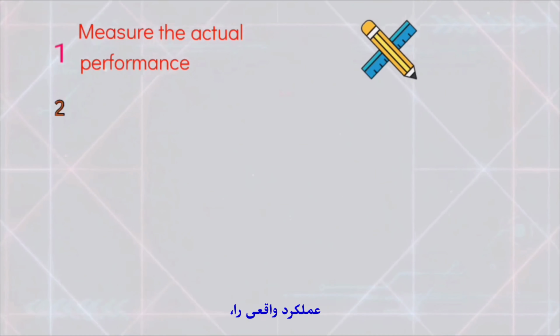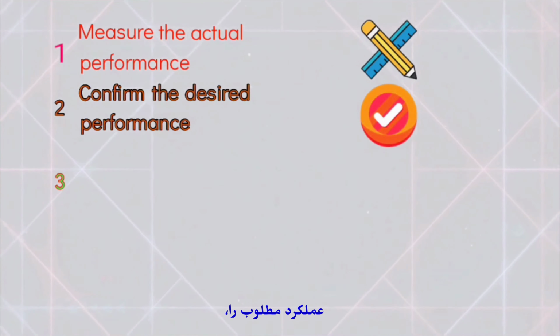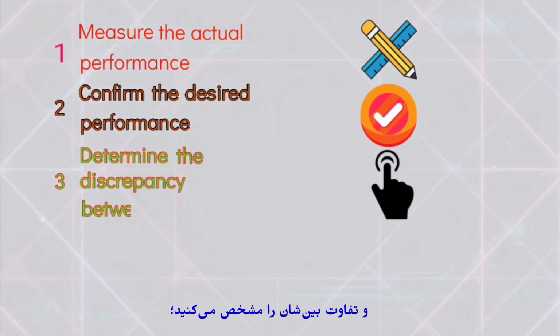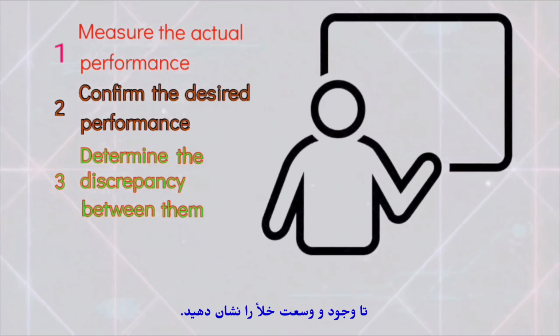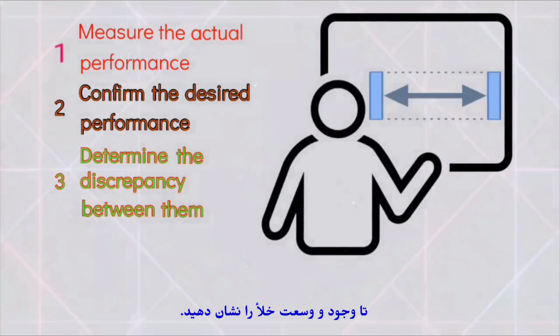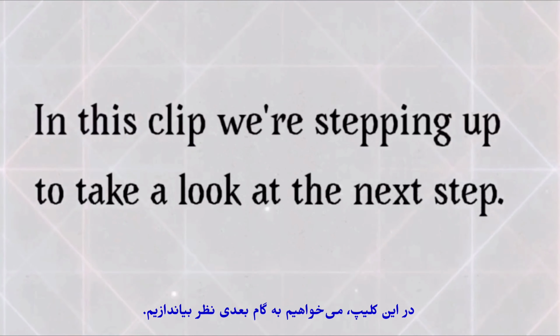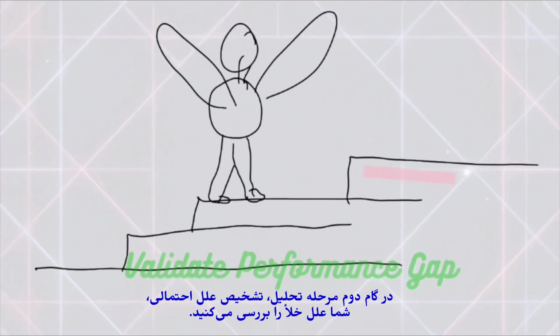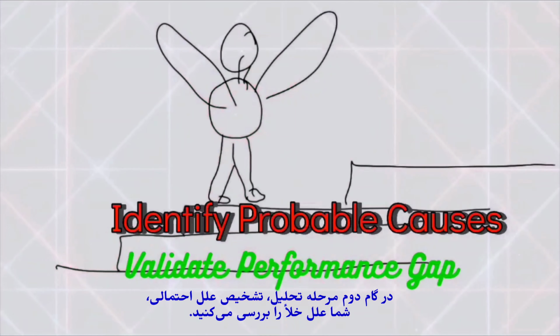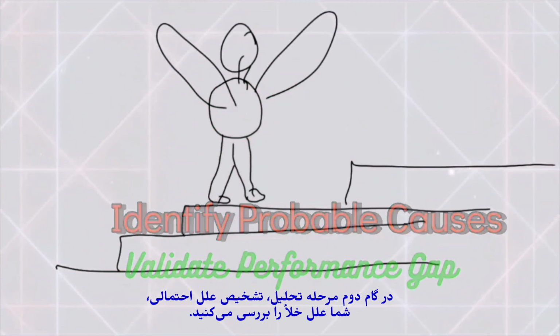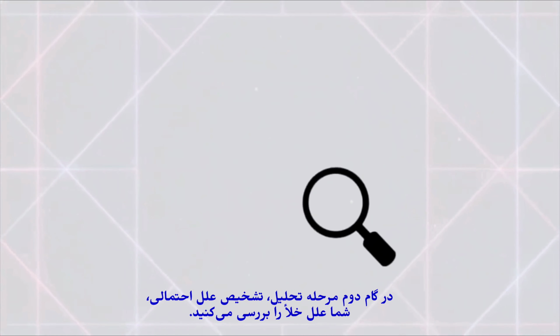In the first step, validate performance gap, you measure the actual performance, confirm the desired performance, and determine the discrepancy between them to demonstrate the existence and the extent of the gap. In this clip, we're stepping up to take a look at the next step. In the second step of the analyze phase, identify probable causes. You search into what has caused the gap.